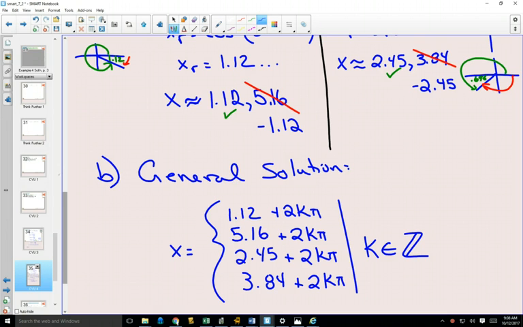So the general solution idea stays the same whether they're nice numbers from your unit circle or decimals like these ones that are not on your unit circle. You find your answers between 0 and 2 pi. Then add 2k pi to each one. Okay, questions on this one?